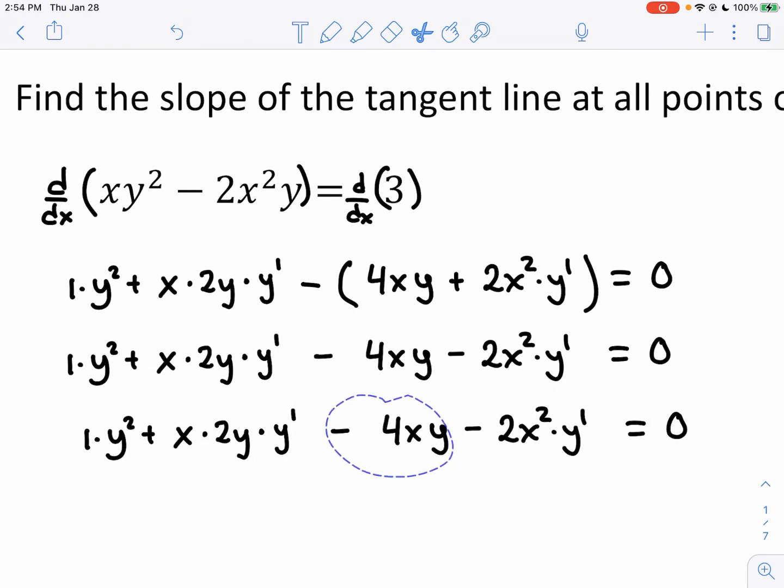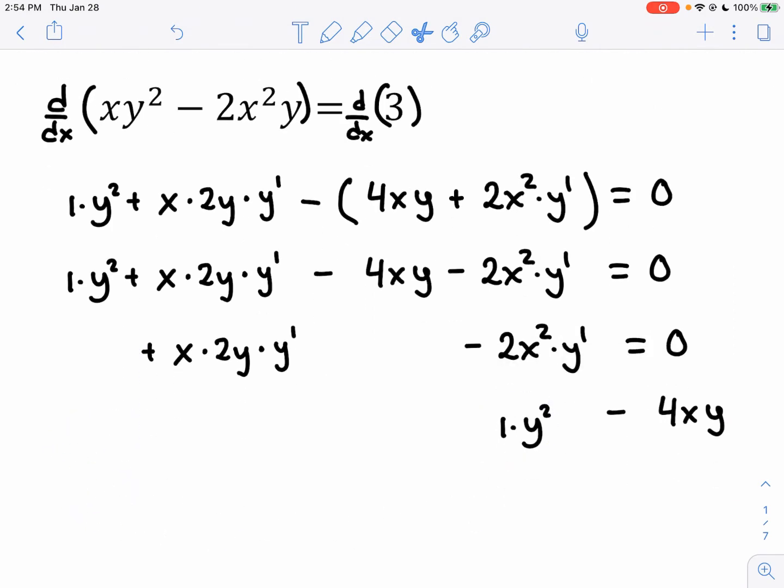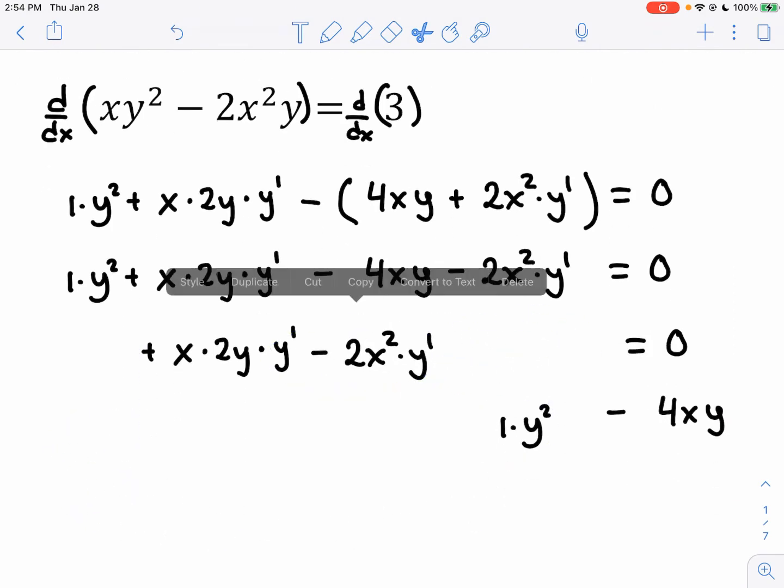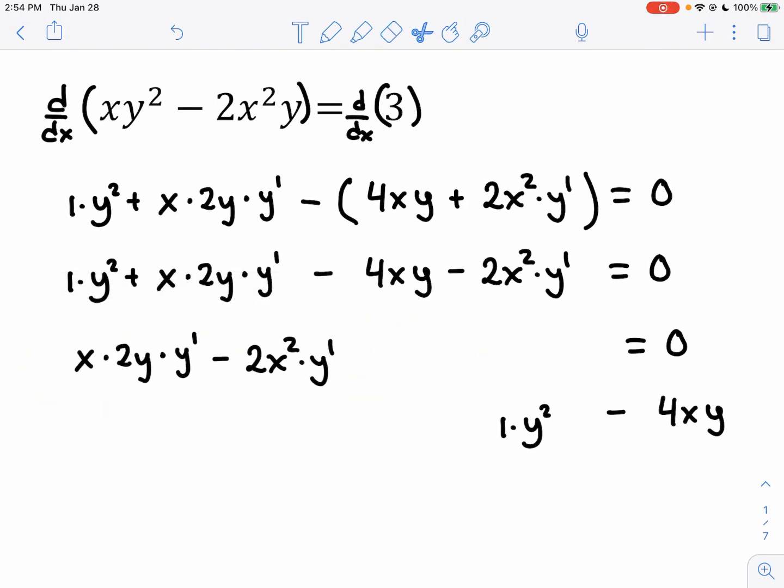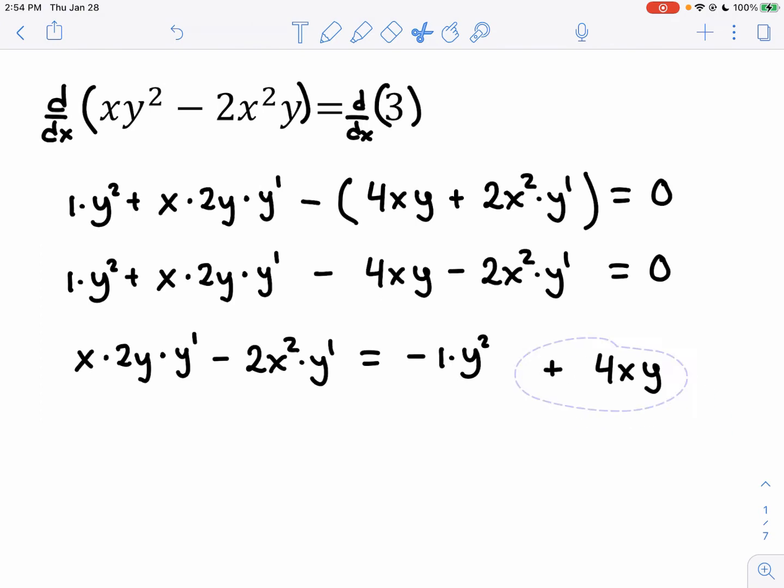So if it doesn't have a y prime attached to it, we're going to move it to the other side by adding, subtracting as appropriate. Just keep the y prime terms together on this side. Push that over there. Let's move our equal sign over here. And then we have to do opposite signs, of course, to get these onto this side of the equation. So we have negative 1y squared, positive 4y, positive 4xy. And I don't really need that 1 times. Let me get rid of that. So we just have negative y squared.